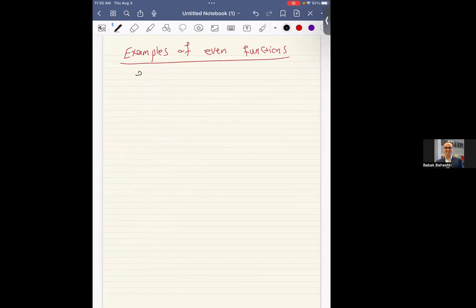So f of x equal to x squared. Why? Because f of minus x equal to minus x squared, which is x squared. So f of minus x is equal to f of x, right?